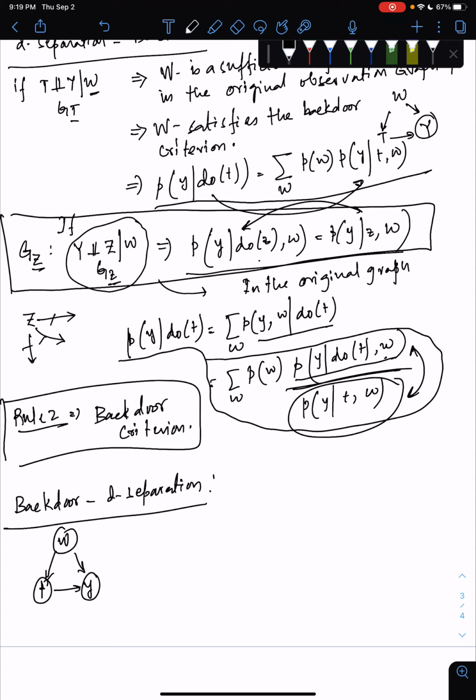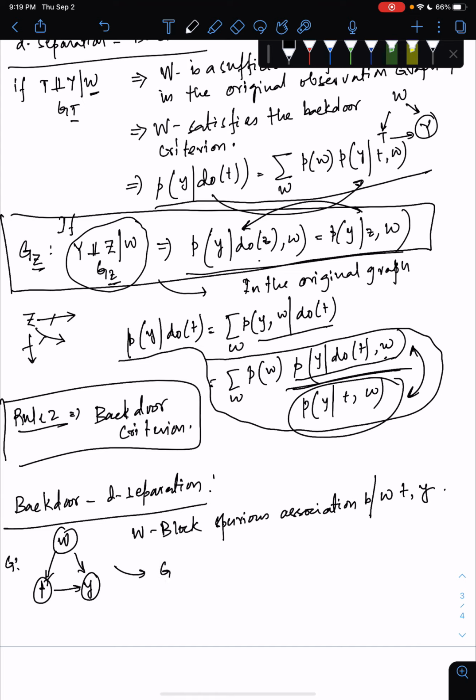Okay, so important: this W blocks spurious association between T and Y. This is very important. And so that's why if we go from this graph to this graph, where we remove the outgoing edges from T, so this is W, this is Y, this is T, we can say that T and Y are D-separated in this graph.